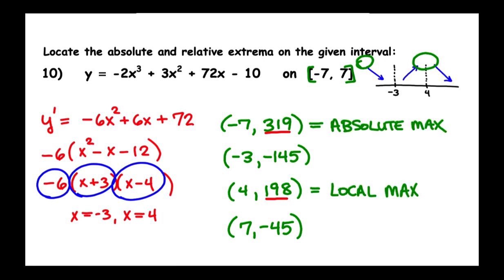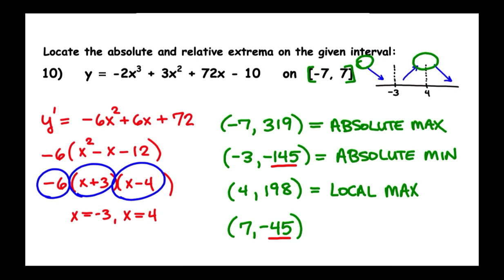Remember, the words local and relative are absolutely the same thing. You can use them interchangeably, so I probably will. All right, let's look at the minimum candidates. You can see that the -145 is 100 spaces lower than the -45. So -3, -145 will be the absolute minimum.